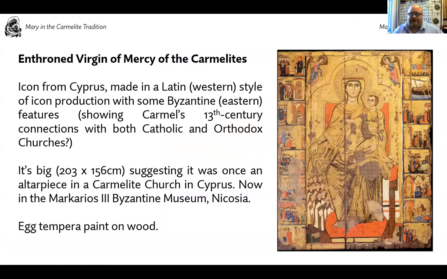And it's on the island of Cyprus in the Mediterranean. And it's made in a Latin, that's a Western style of icon production, with some Byzantine, that's Eastern, features. So it's interesting that on Cyprus, the Carmelites seem to have been interacting with both Catholic and Orthodox churches and Eastern and Western traditions. And it's big as far as icons go.